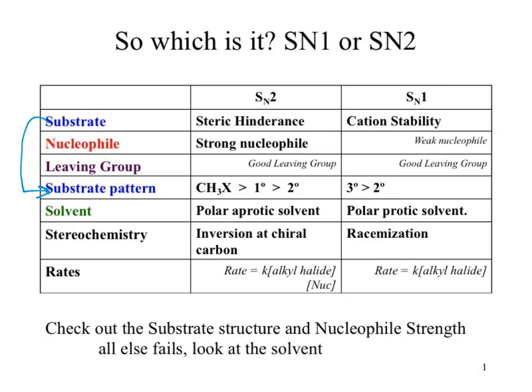But what if you have a secondary substrate? Well, that works in both mechanisms, so the substrate doesn't help you then. So that's when you could move to the next step, the nucleophile. So look to the nucleophile strength. In an SN2 reaction, it must be a strong nucleophile for it to function. What makes it a strong nucleophile? That negative charge. So look for a negative charge.